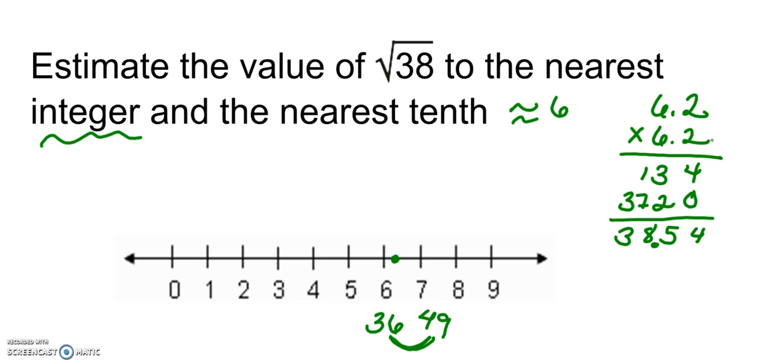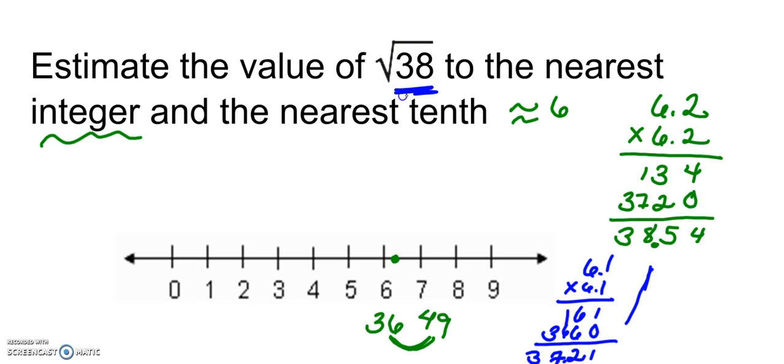So now I'm going to try 6.1. So 6.1 times 6.1. 1 times 1 is 1. 1 times 6 is 6. Placeholding 0. 6 times 1 is 6. 6 times 6 is 36. Add them together. 1, 12, carry the 1, 7, 3. So now I have 37.21. That's too low. So I know that my answer is going to be in between these two. And I know that at 38, remember you're always going back to 38, 38 is closer to 38.54, so it's going to be closer to 6.2. So my answer is going to be approximately 6.2.